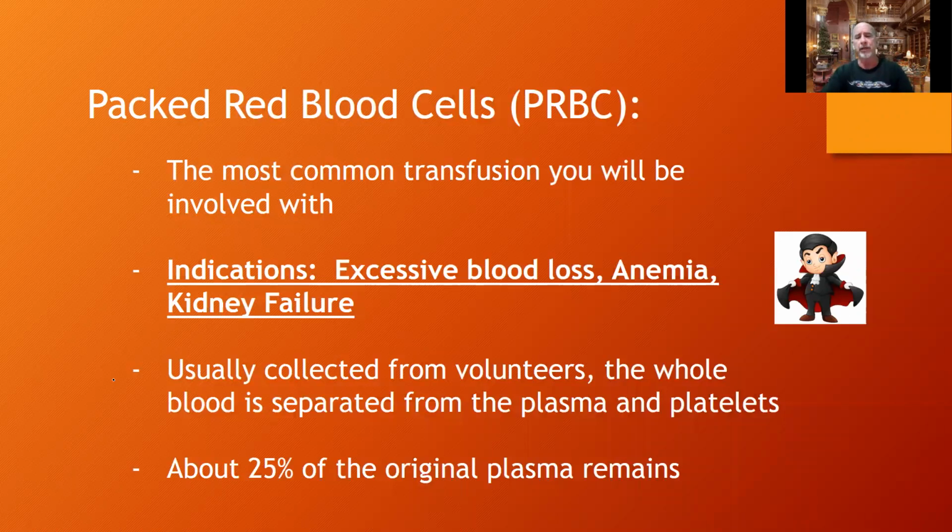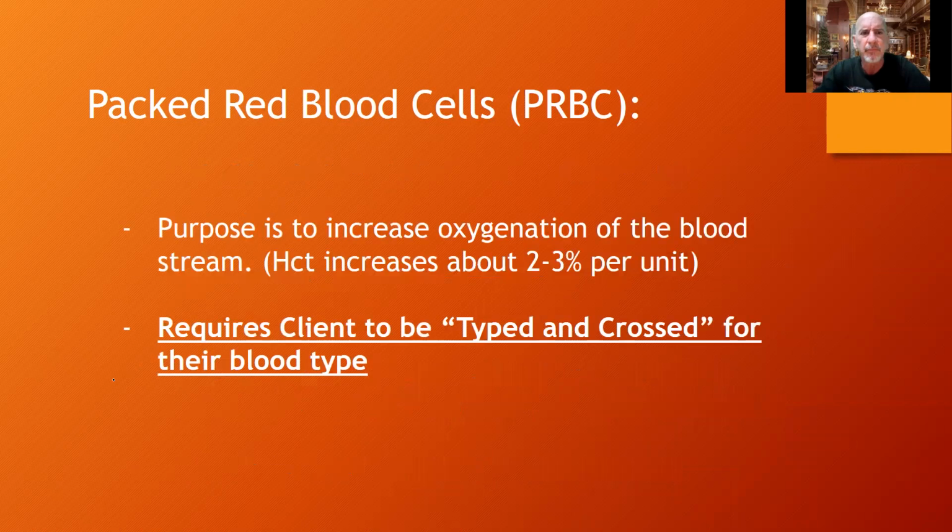And like I said, only about 25% of the original plasma is still left in the red blood cells. It can't be 100% red blood cells because the red blood cells have to have some kind of liquid or medium to float around in, otherwise they just cluster together. As I've been saying, the reason that we give them packed red blood cells is we're not trying to increase their volume necessarily. We're trying to increase their oxygenation.